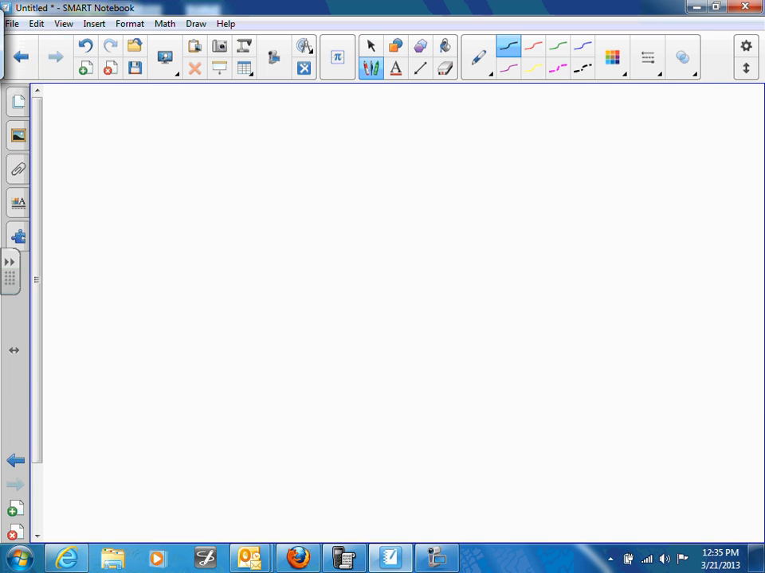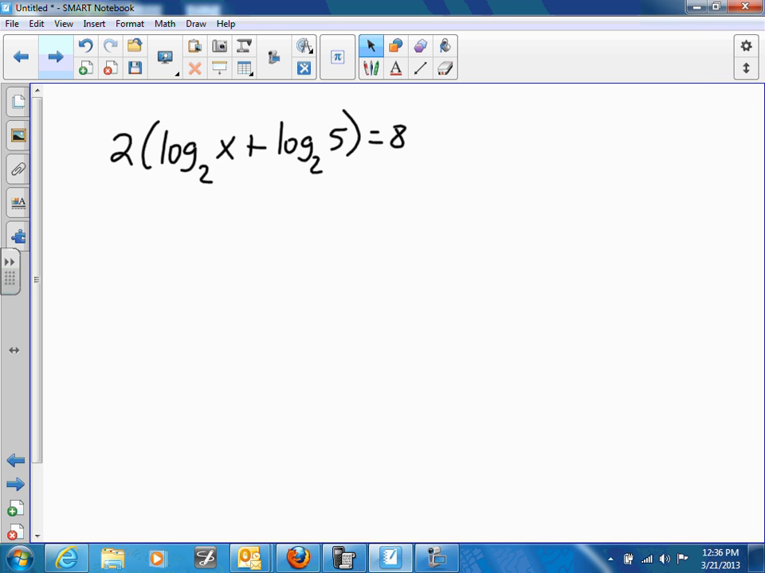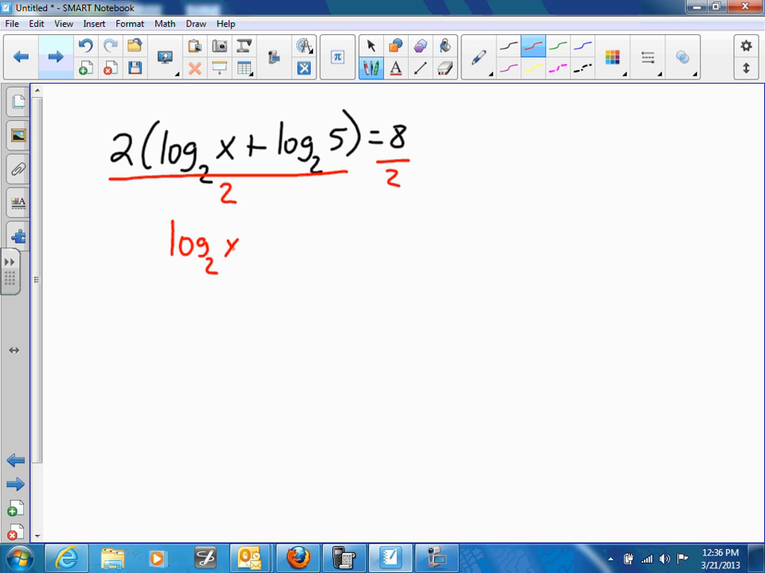All right, the first problem I want to go over is 2 times log base 2 of x plus log base 2 of 5 equals 8. Now notice that's 2 times this. And actually the first thing I can do is get rid of that 2 because it's times 2. So what I end up with is log base 2 of x plus log base 2 of 5 equals 4. Now with this, remember your laws of logs, I can multiply that. So I end up with log base 2 of 5x equals 4.